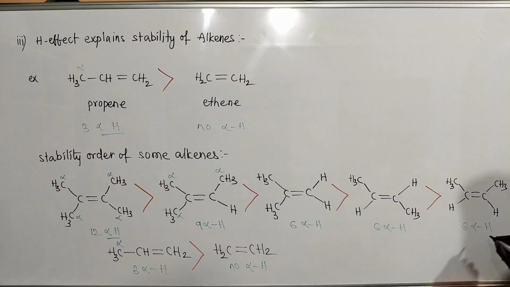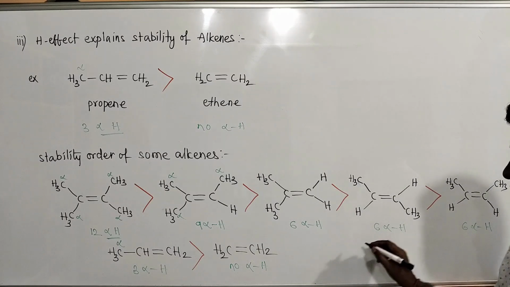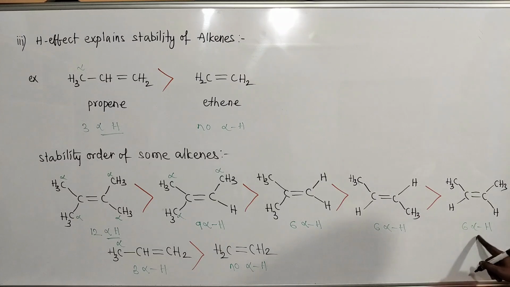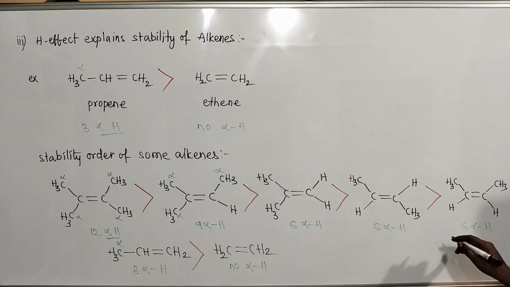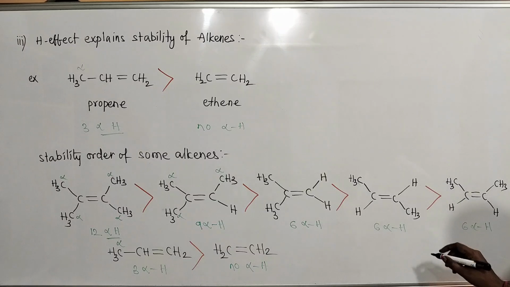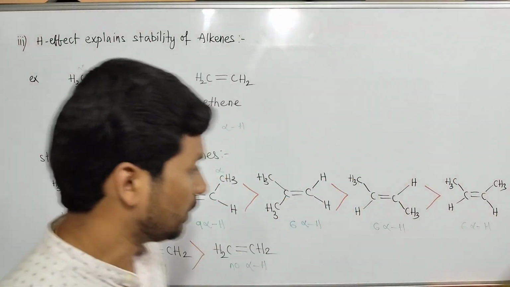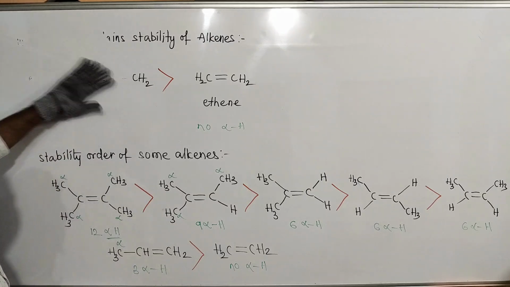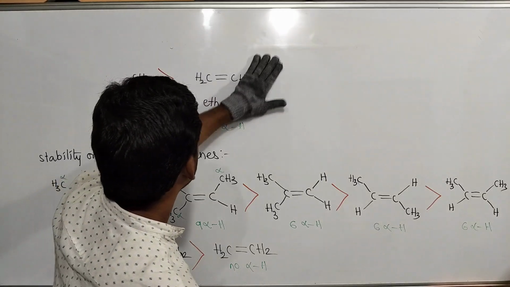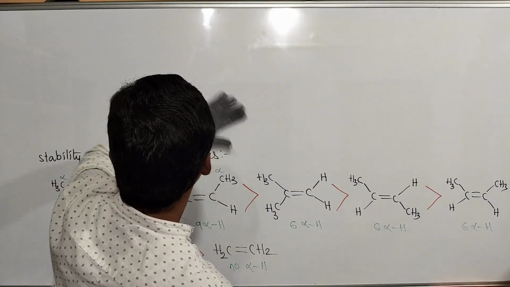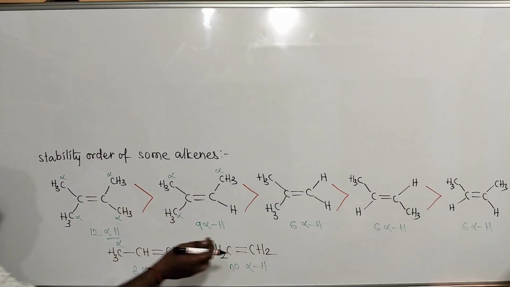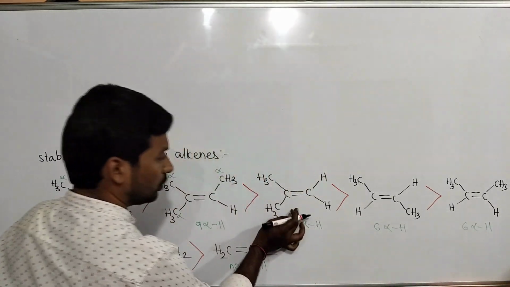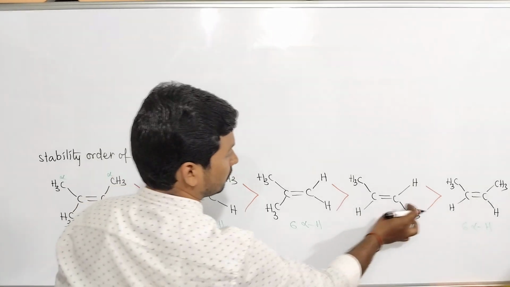If you compare these three, isobutene, trans-2-butene and cis-2-butene, I will give an explanation. All these three have the same number of alpha hydrogens, though this is more stable than this one, and this is more stable than this one.